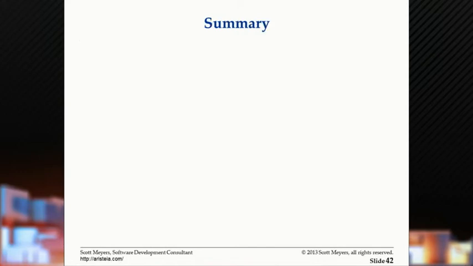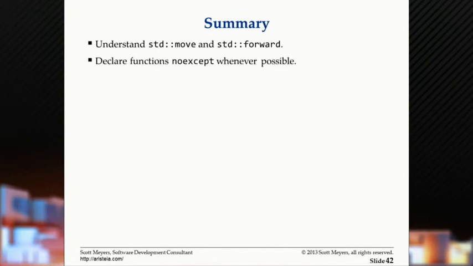And to summarize the 3 guidelines I talked about today, the first one is to understand move and forward. Move, unconditional cast to rvalue. Forward, conditional cast to rvalue. Secondly, to declare functions noexcept whenever possible. This is primarily for improving performance, but only put noexcept on functions where you're willing to make the interface promise that it is never going to throw an exception. So this should not be something you do for performance tuning. It's the kind of thing where if you can make that guarantee, then you want to make it because you get better performance. And finally, we talked about making threads unjoinable on all paths.